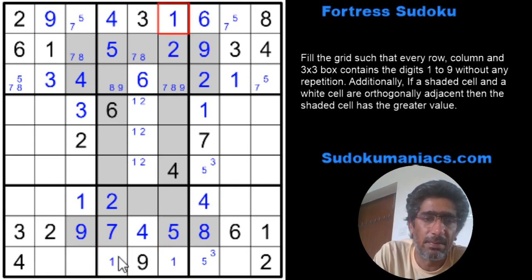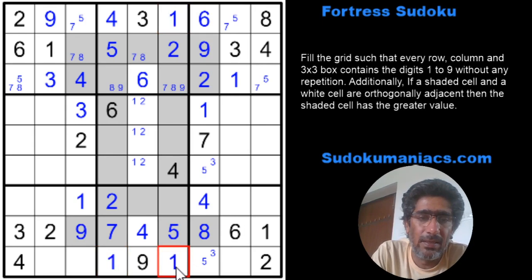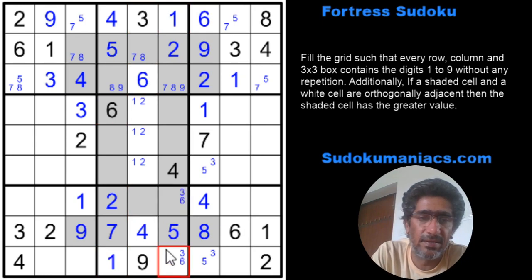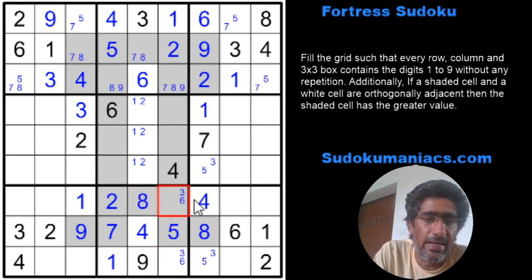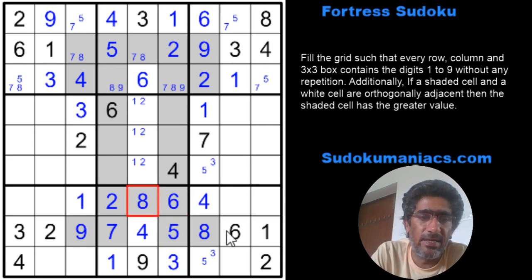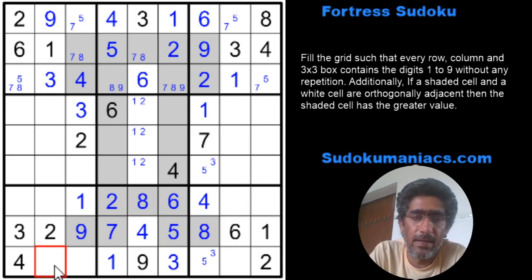Oh, first let's wrap up the 1s. So this is a 1, this goes out. 3, 6 can't be here. So this has to be 3 and a 6. That gives me an 8 here. But this gray has to be greater than 4, right? So that's obviously a 6 and a 3 here. That gives me a 6, 8 pair.